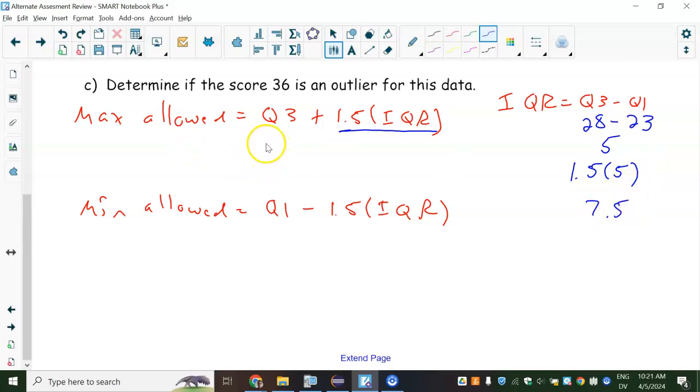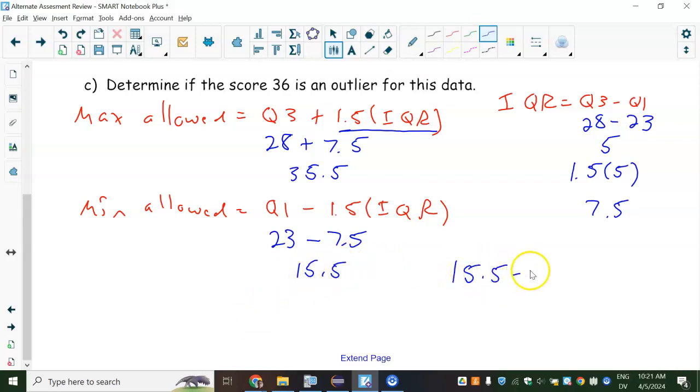And so the max allowed is Q3, which was 28, plus this 7.5, 1.5 IQR, and that gives you 35.5. And then on the low end, you would do Q1, which was 23, minus that 7.5, 1.5 IQR, and that should be, I don't know, is that 16? I think it's 15.5 if I'm doing it right. So that's sort of the range. Anything between 15.5 to 35.5, that's considered normal.